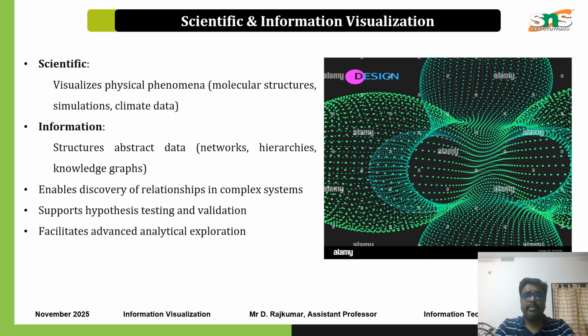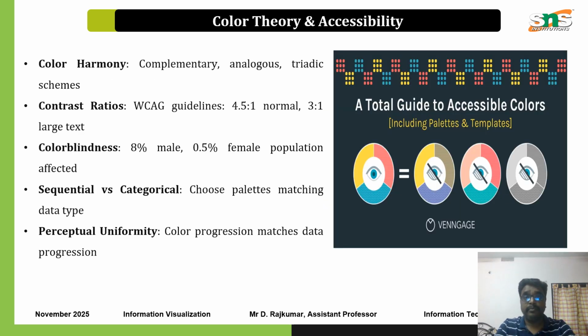Scientific and information visualization help us to understand different phenomena. Scientific visualization helps us to visualize physical phenomena such as molecular structures, simulations, and climatic data, whereas information visualization structures data about networks, hierarchies, and knowledge graphs. It also enables the discovery of relationships in complex systems, which is very difficult when we are presenting raw data. It also supports hypothesis tests and validation, which we discussed already, and it facilitates analytical exploration for different types of data.